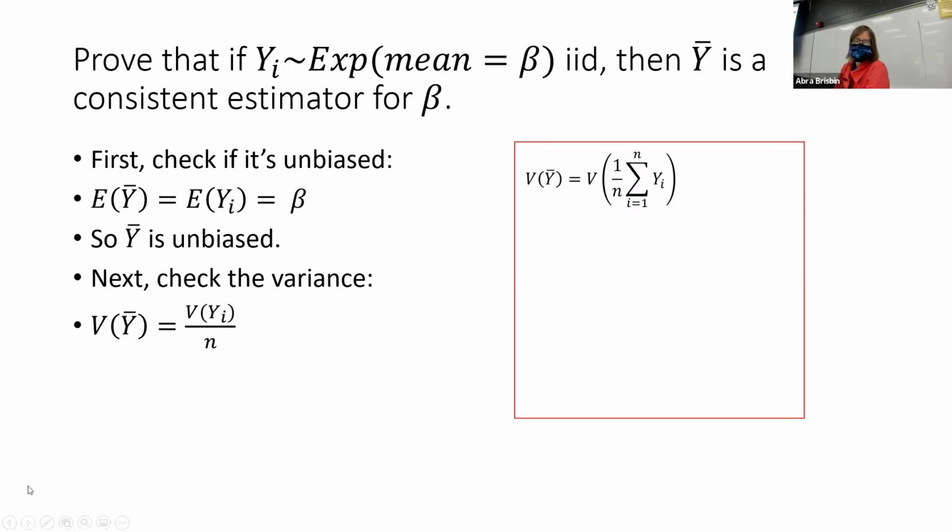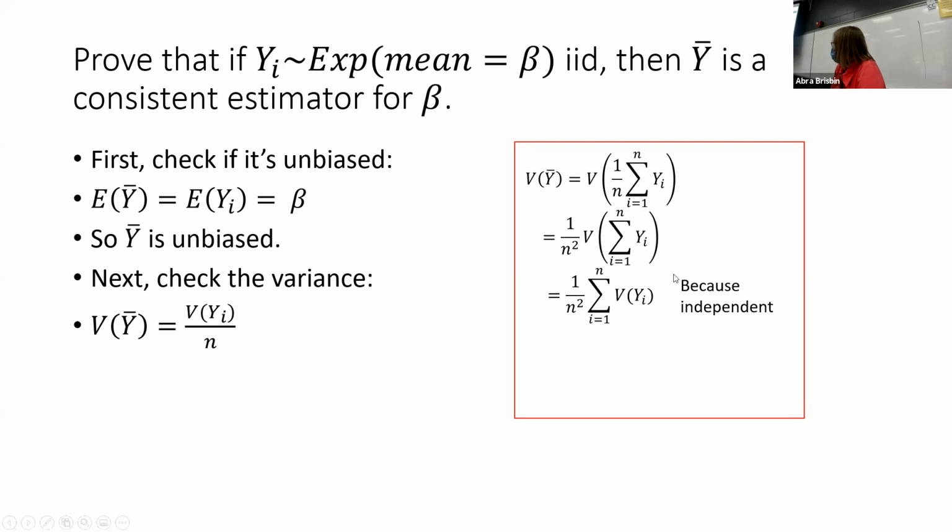So here's what I did. I started by writing the variance of y bar as the variance of what y bar is equal to, so the variance of 1 over n times the sum of the y sub i's. I pulled the 1 over n outside of the variance, so that becomes 1 over n squared times the variance of the sum of the y sub i's. Then the variance of the sum of the y sub i's, in this case, equals the sum of the variances of the y sub i's. And that works because the y sub i's are independent.